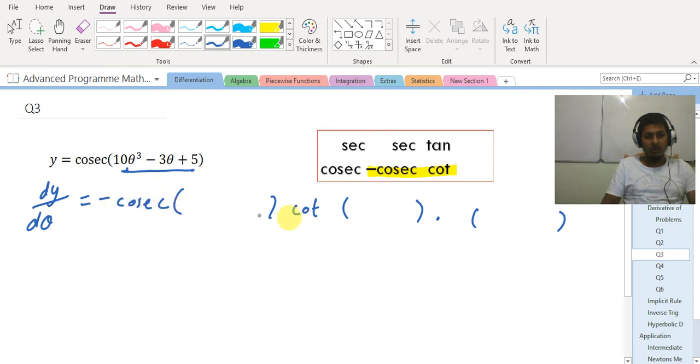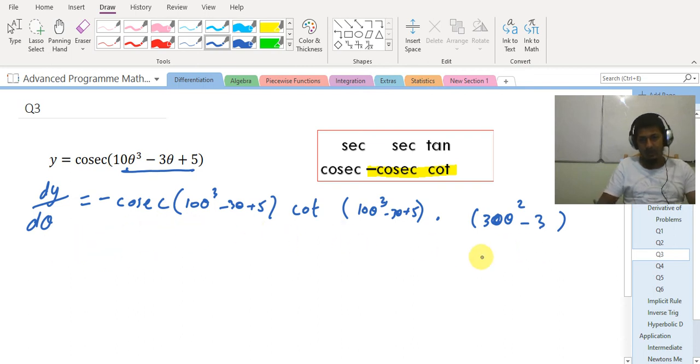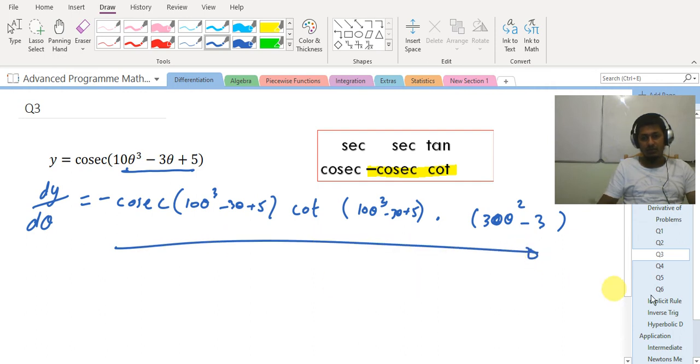Negative cosec cot, so negative cosec of 10 theta cubed minus 3 theta plus 5, cot of 10 theta cubed minus 3 theta plus 5, and we have here the derivative of this, which is 30 theta squared minus 3, and then the derivative of 5 is 0. You can go and simplify this further. You can bring the 30 theta squared minus 3 just behind the negative. I will leave the answer like this. Of course, you can go and simplify. Question 4.